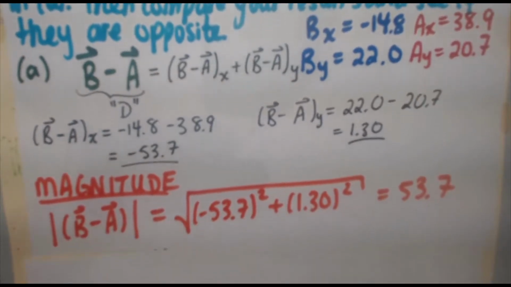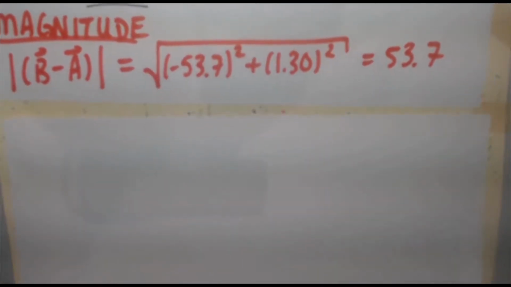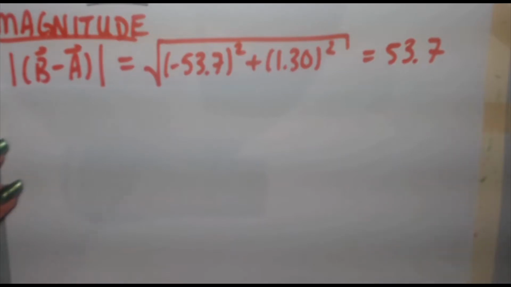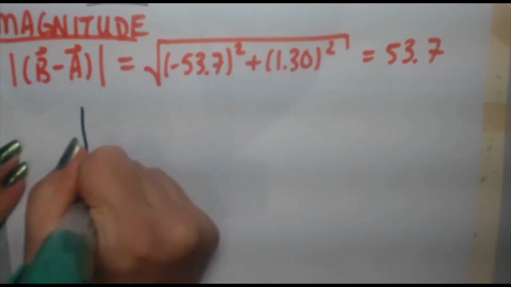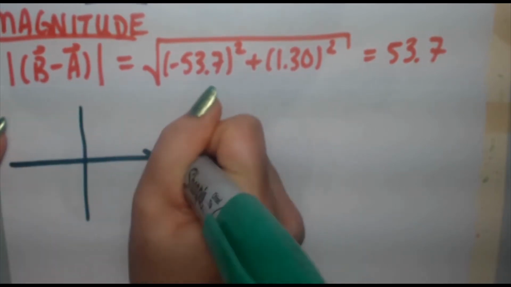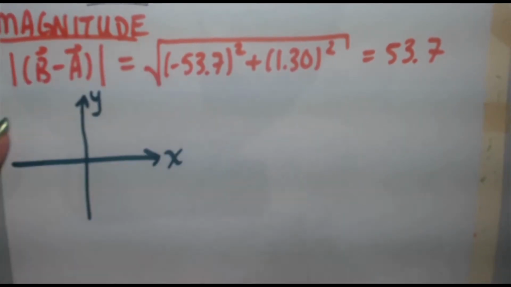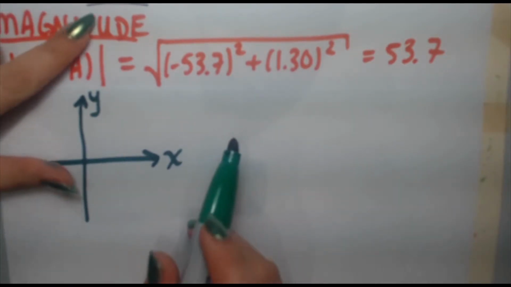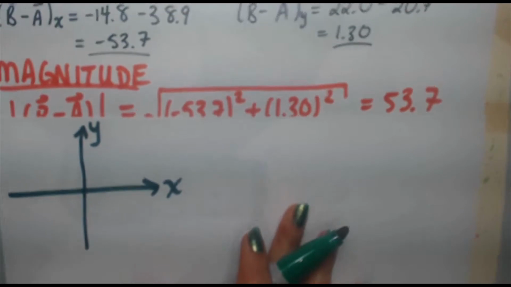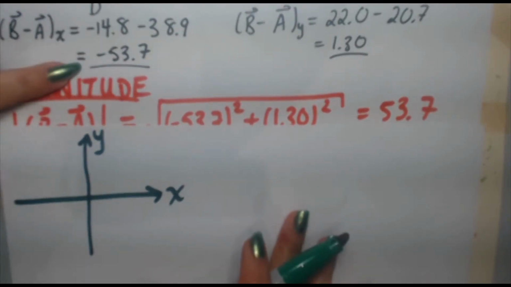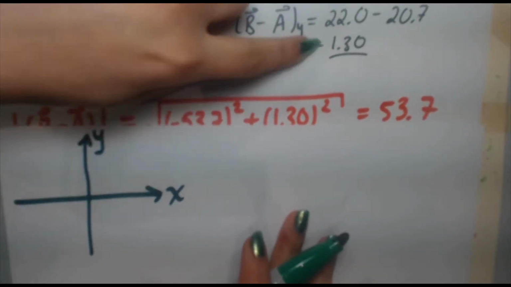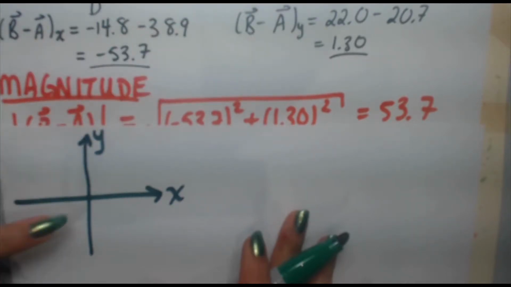As usual, we always find the direction by first actually drawing a diagram. So you've got your x, you've got your y. Now notice here the x direction. Let me just move this down for a sec. Remember, the x is negative 53.7, the y is positive 1.3. So for my x, I'm going to go negative 53.7 and then positive 1.3.